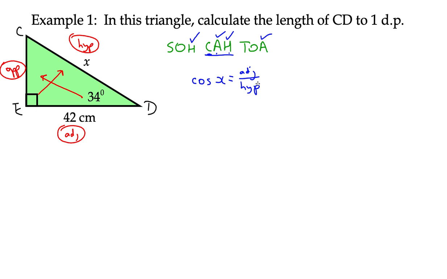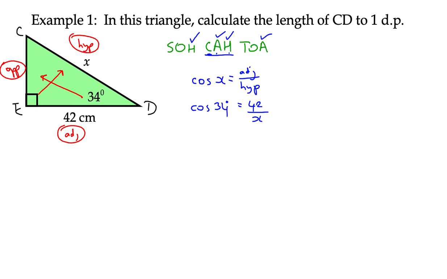So it performs two tasks. It helps us to identify which of the three ratios to use, and then it helps us to remember what the actual words are in our formula. We can go ahead then and solve it. X, the angle, is 34 degrees. The adjacent side is 42, and the hypotenuse is our x.